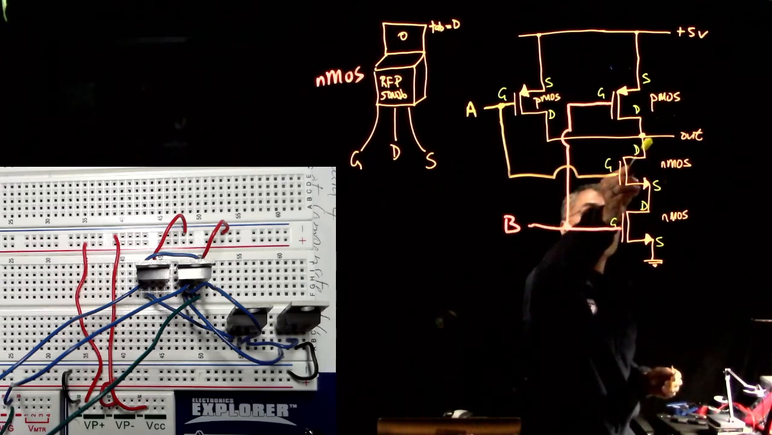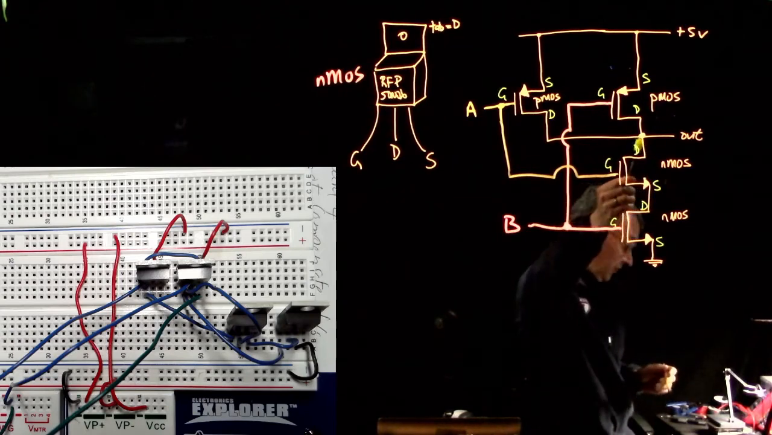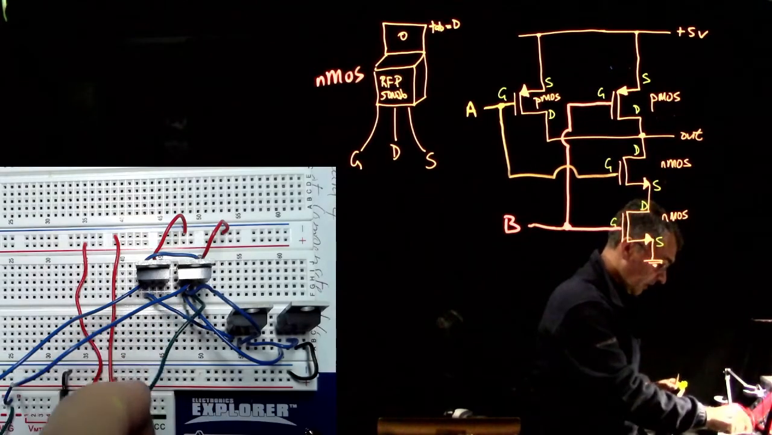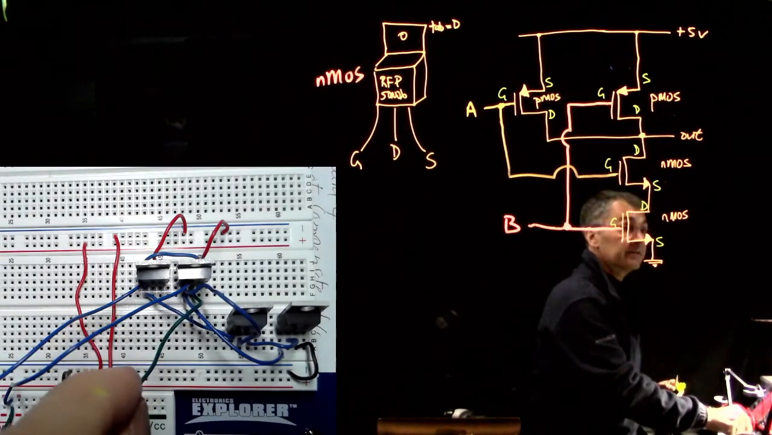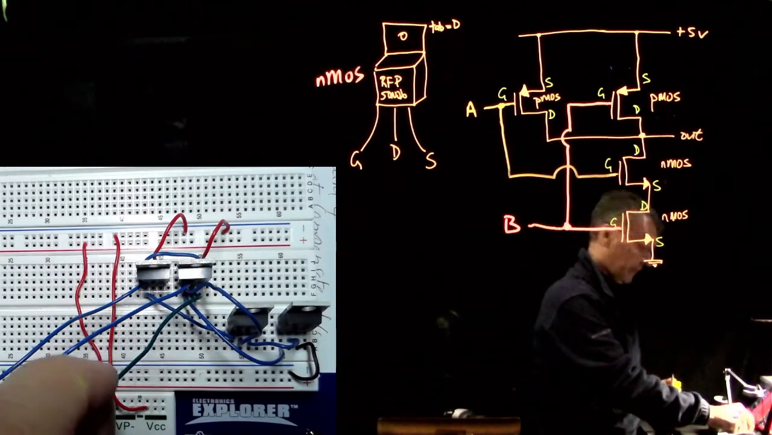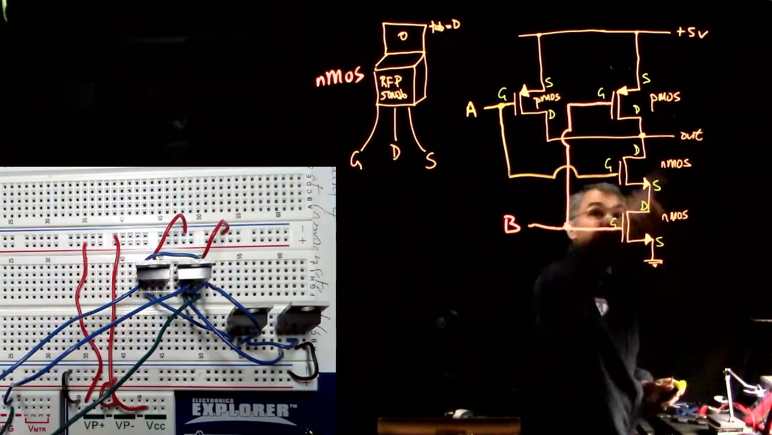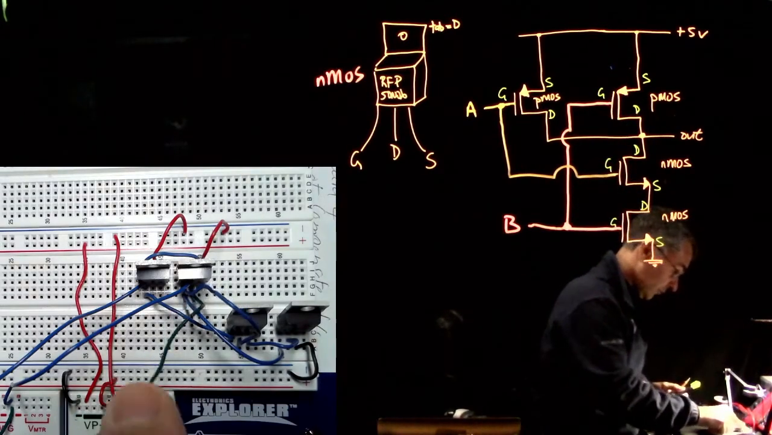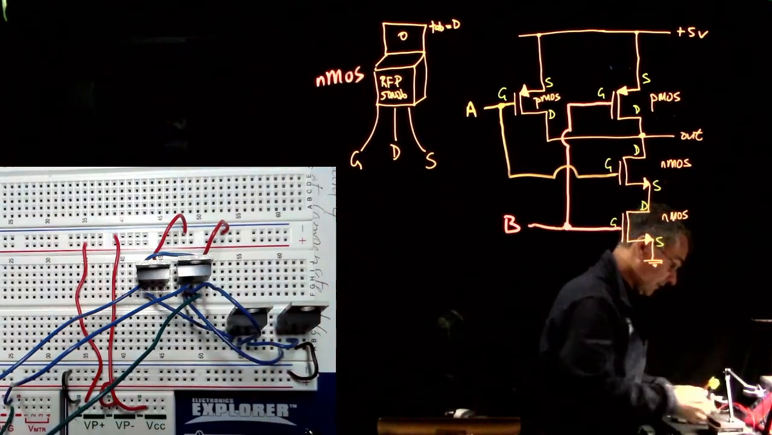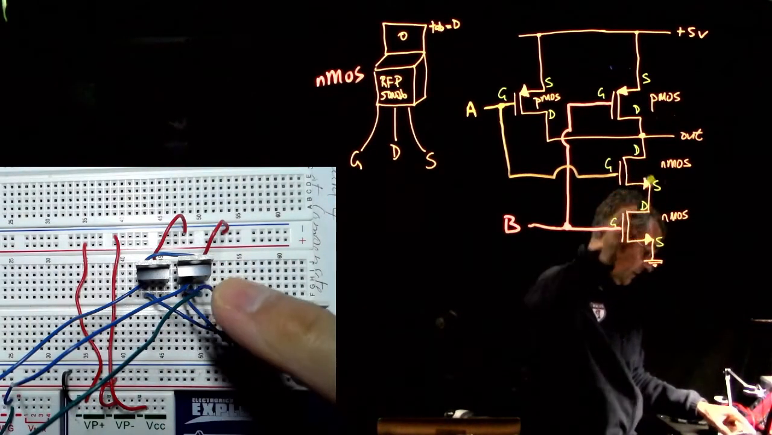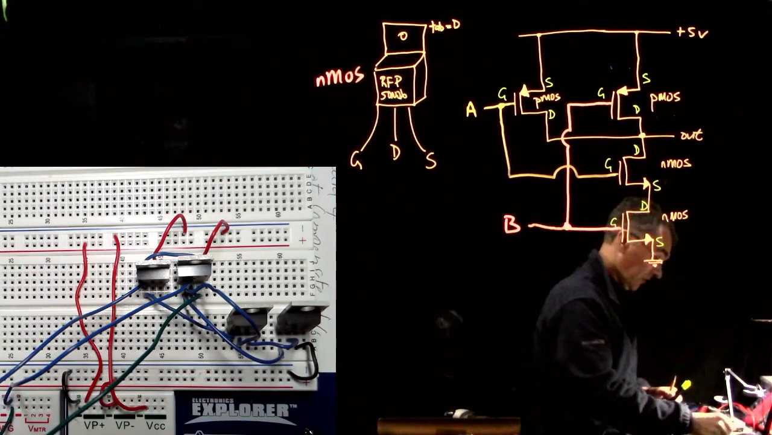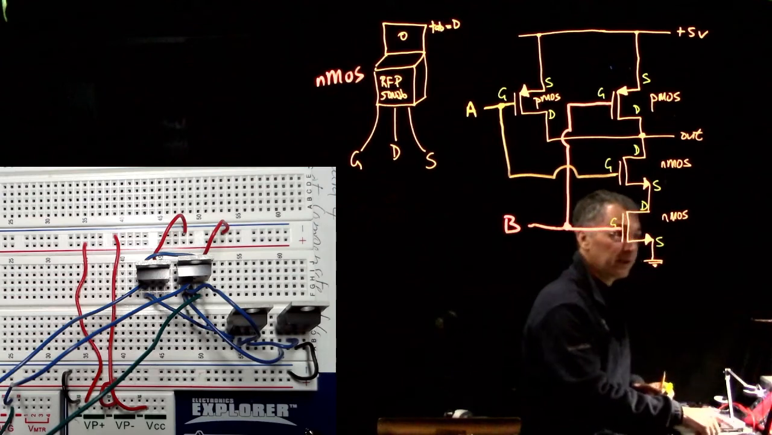The output of the circuit is where this right-hand PMOS meets the left-hand NMOS. So scope channel 3 is monitoring the drains of those two. It's the drain of this one, which is connected to the drain of this one. So that's scope channel 3. By the way, scope channel 1 is monitoring AWG channel 1, and scope channel 2 is monitoring AWG channel 2 in a way that you can't see.